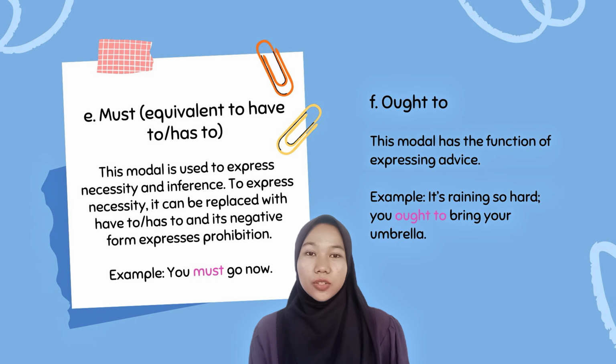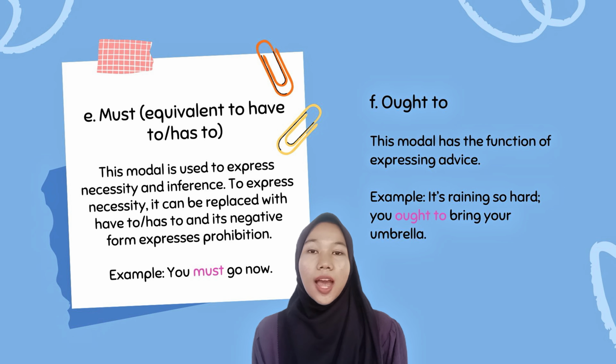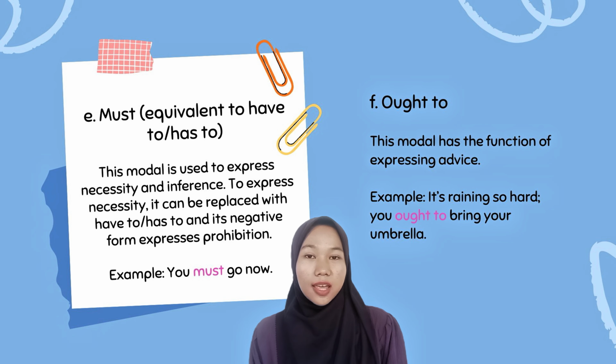Let's move on to two more important modals, must and ought to. Must, equivalent to have to or has to. The modal must is used to express necessity and inference. It indicates something that is required or very important. To express necessity, must can be replaced with have to or has to. Its negative form expresses prohibition. For example, you must go now.